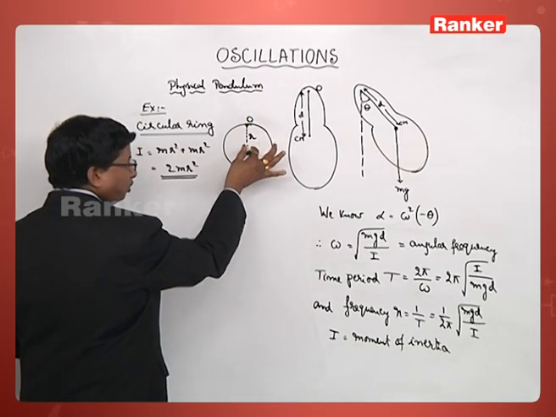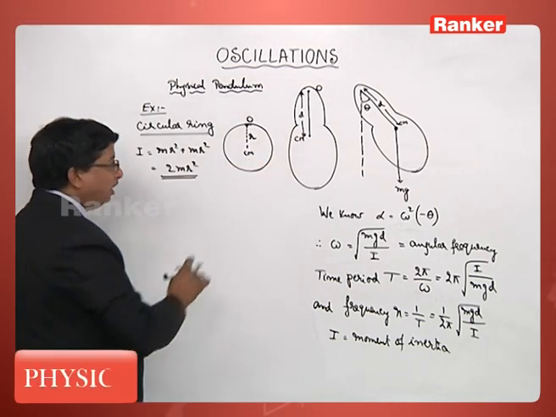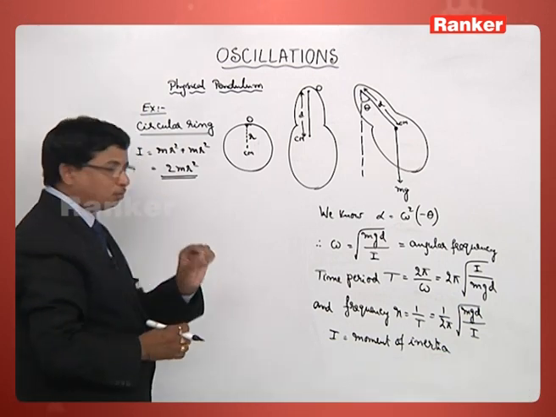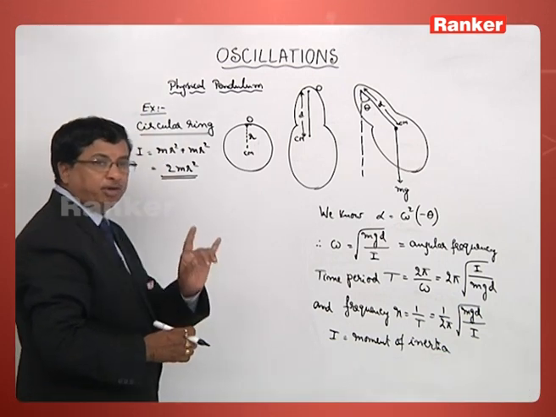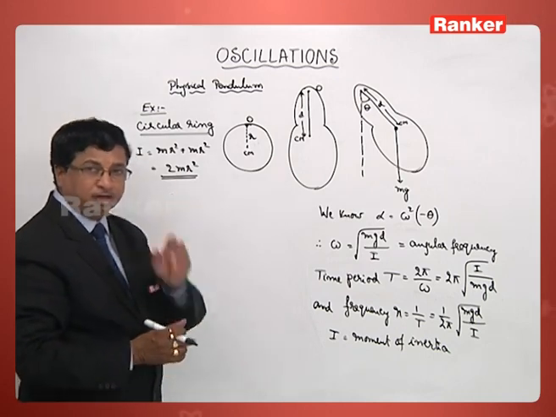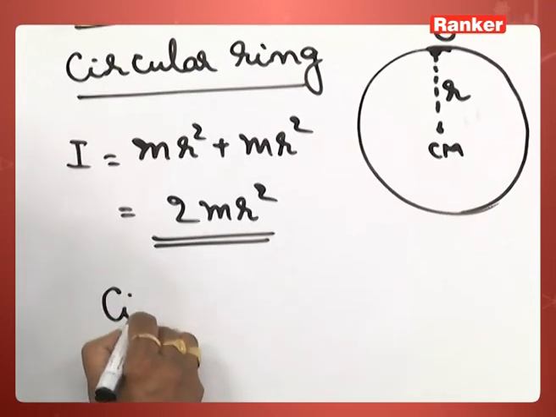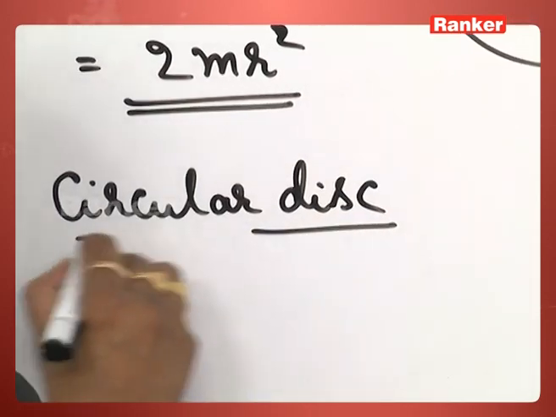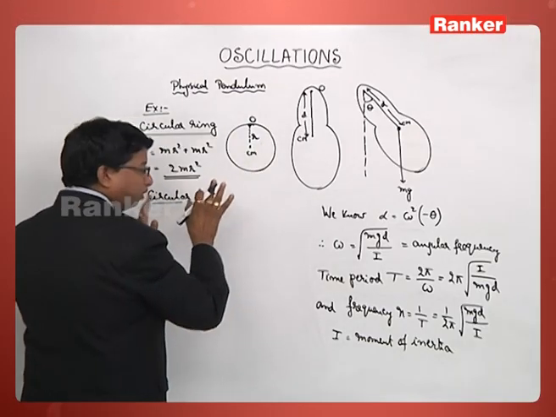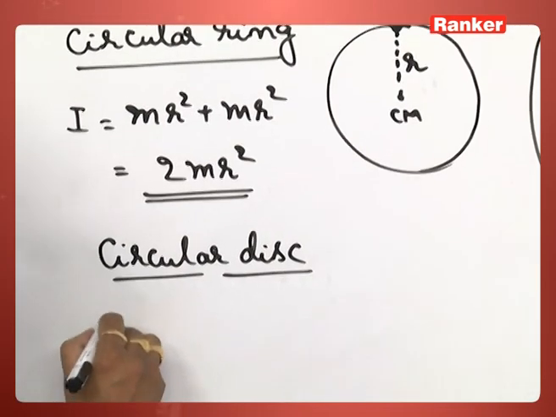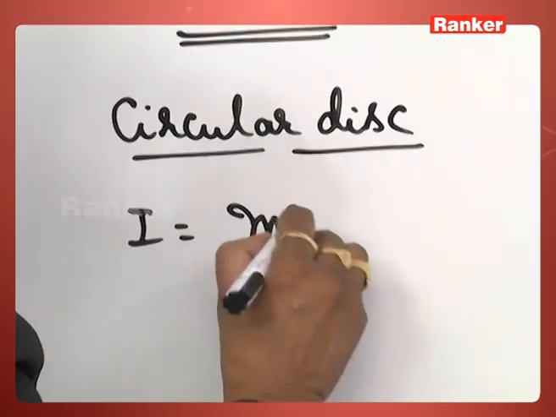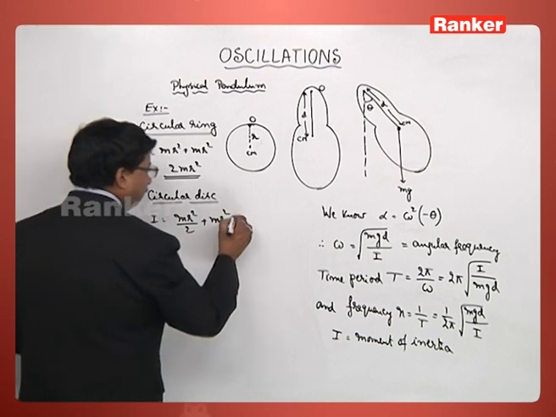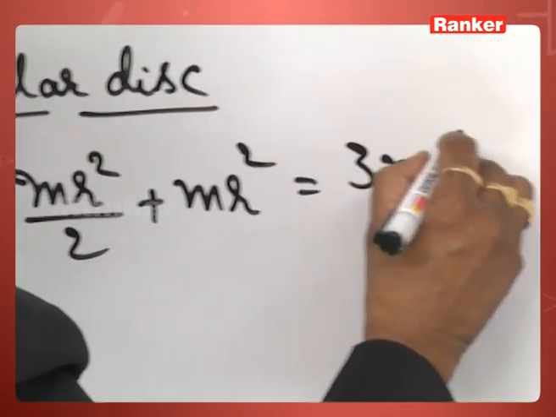Along the axis passing through its center of mass, it is m r square, plus m r square applying the parallel axis theorem. Therefore this becomes 2 m r square. That is the moment of inertia of a circular ring. Suppose I consider the same body as a circular disc, then the moment of inertia is m r square by 2 plus m r square applying the parallel axis theorem. This now becomes 3 m r square by 2.